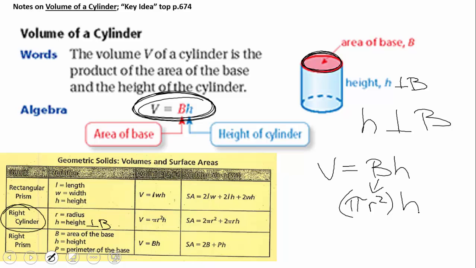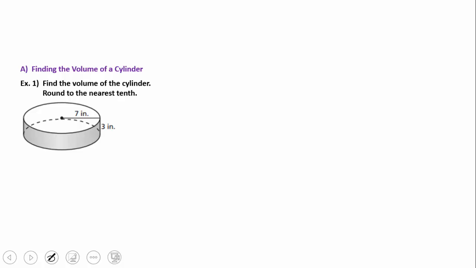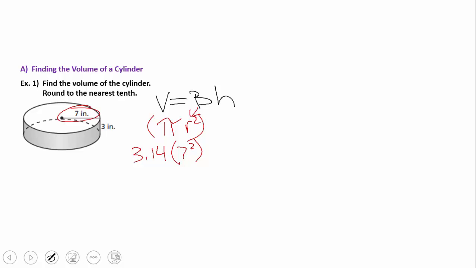All right, so let's just get busy. We're just going to use that formula just like it said as we started out. All right, moving right along. Finding the volume of a cylinder. Find the volume of the cylinder, round to the nearest tenth. All right, so in this particular case, we see it's a cylinder, so we're going to use volume equals area of the base times the height. And the base happens to be a circle, so we're going to go pi times the radius squared. And the radius happens to be 7. So I'm going to go 3.14 times 7 squared. How awesome is it they gave us the radius? Times the height. Well, the height is 3.